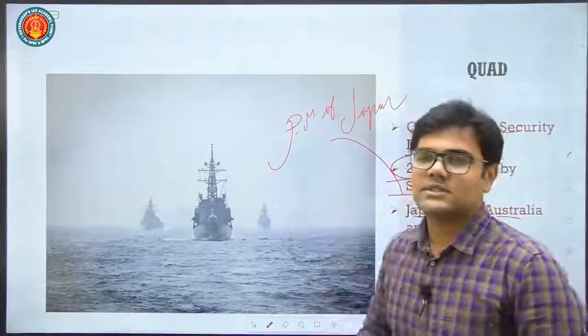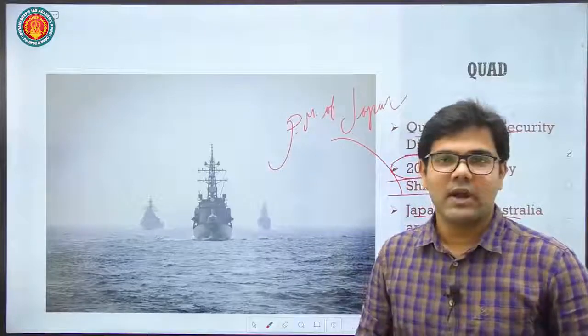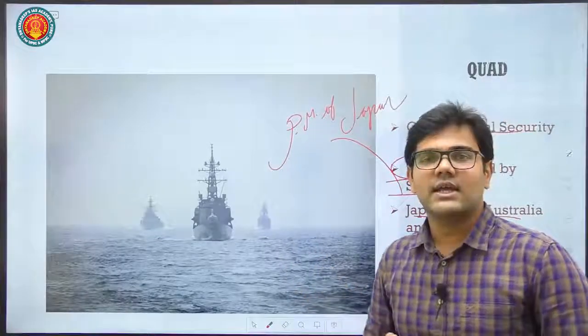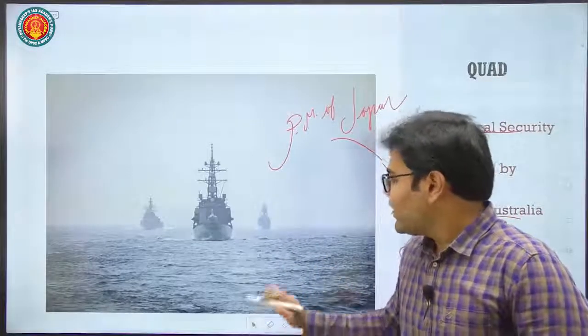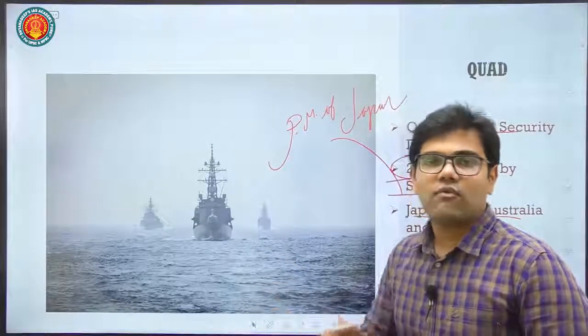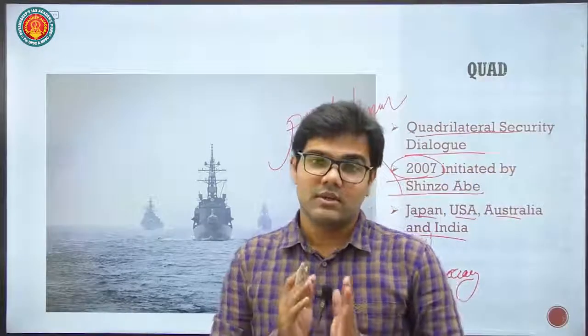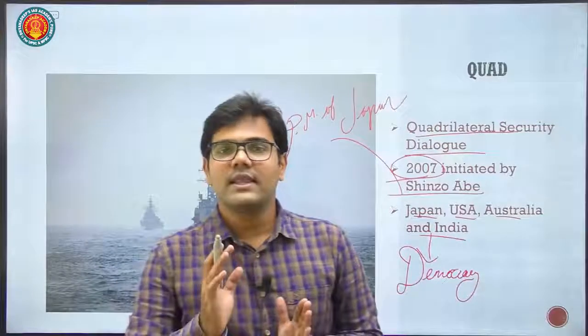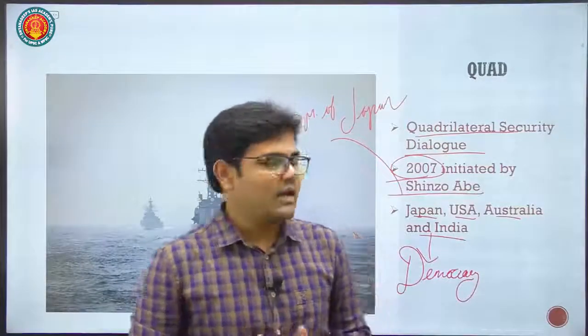A very easy question: which of the following countries are part of Quad? A simple question they can ask you. Quad is a military alliance between these 4 democratic nations. The main purpose was to contain the influence and the aggressive nature of China.